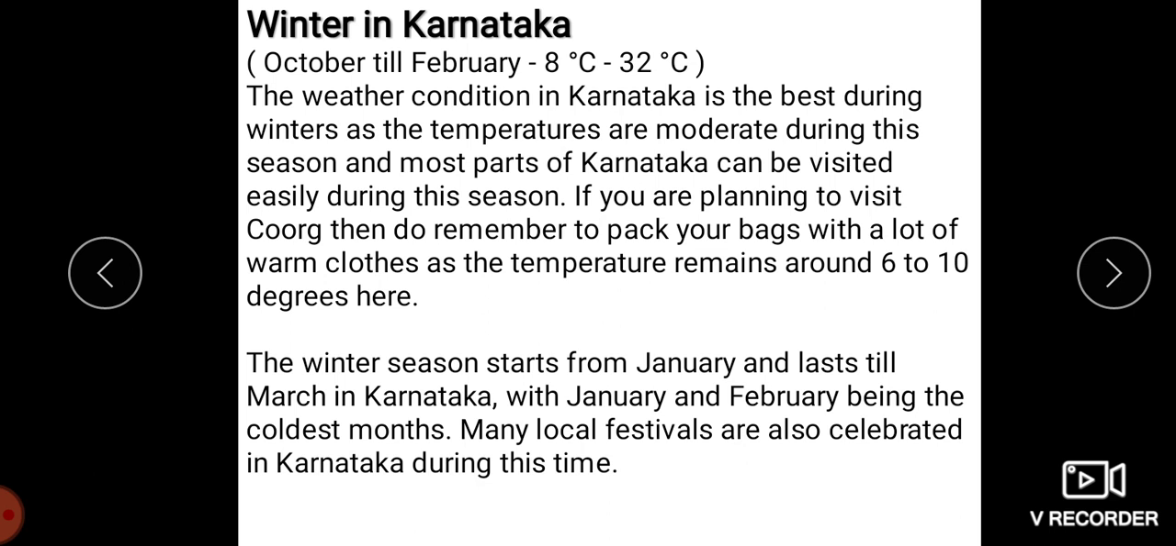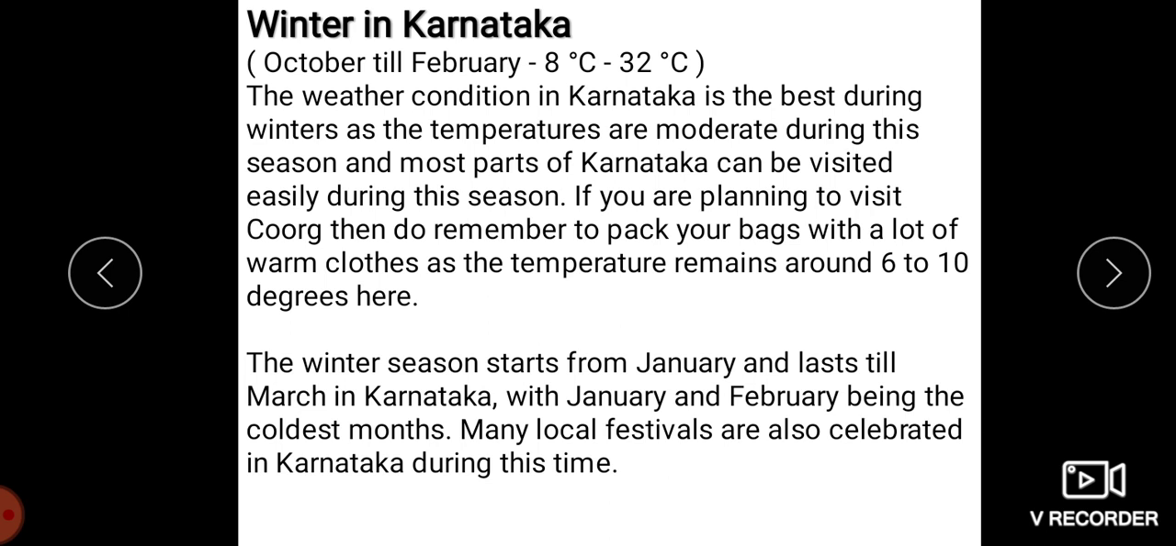There is low temperature in the northern districts, that is Vijayapura, Kalburgi, and Bidar. Rainfall during winter is minimum. Only 1% of the total rainfall is received during this time. There is heavy fog occasionally early in the mornings.